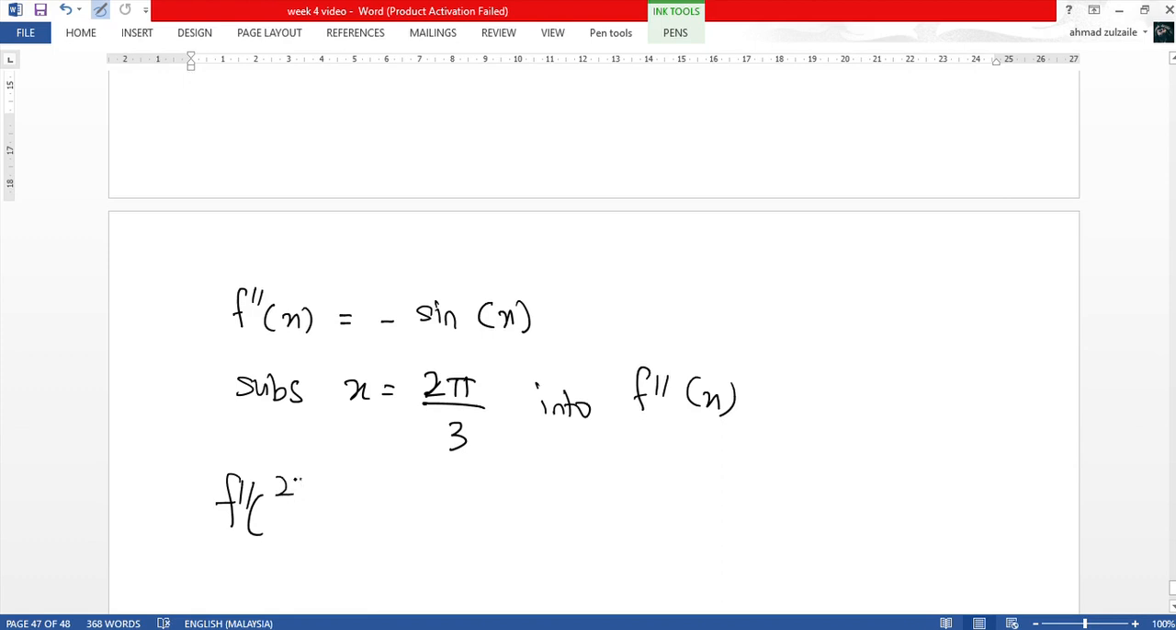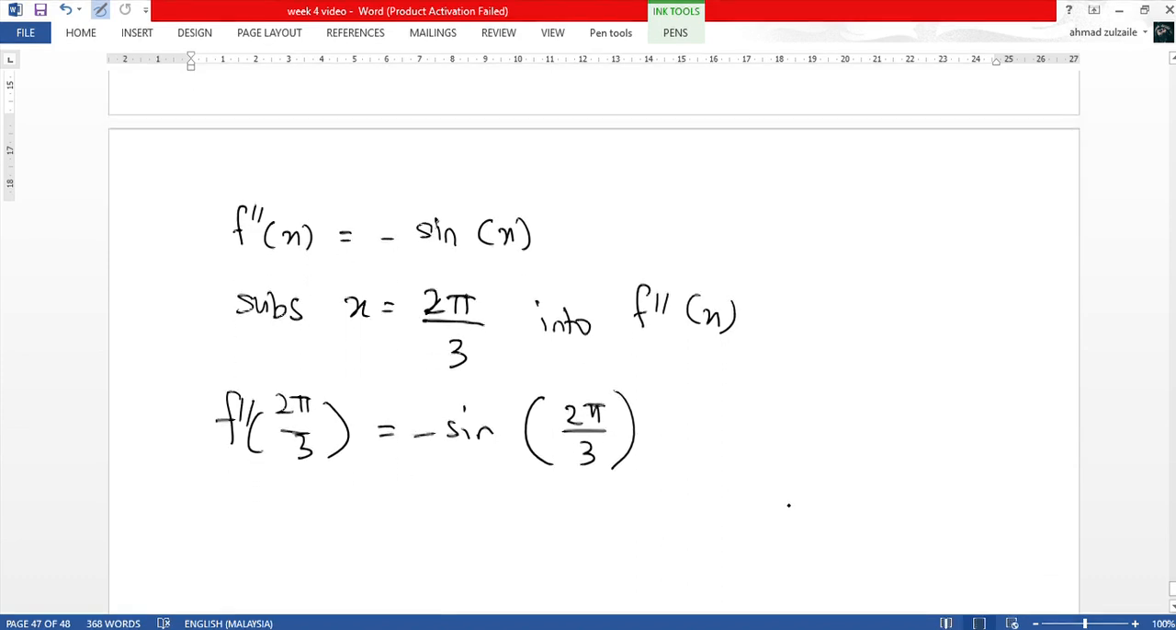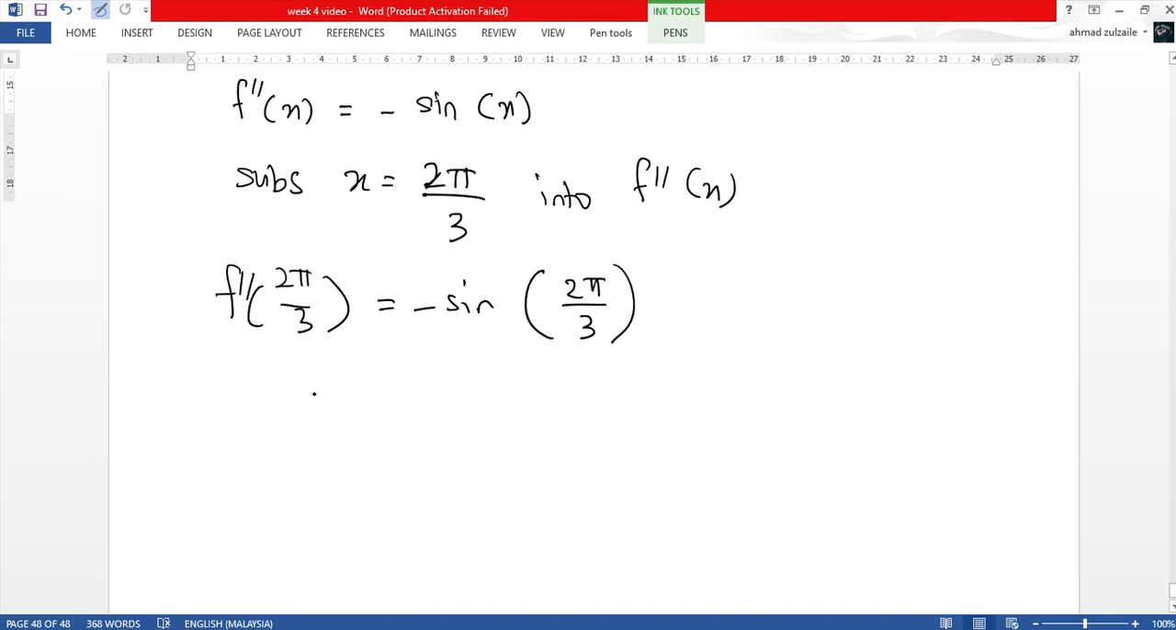So f double prime of 2 pi over 3 equal to negative sin 2 pi over 3. So over here again, use your calculator in the mode of radian, and because we are using pi over here, if you press your calculator, you have negative square root of 3 over 2. Since this is a negative number which is less than 0, the nature will be maximum.